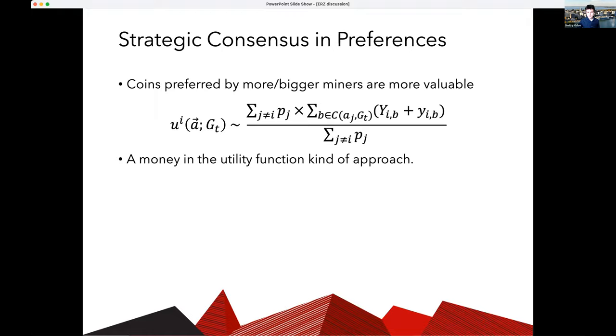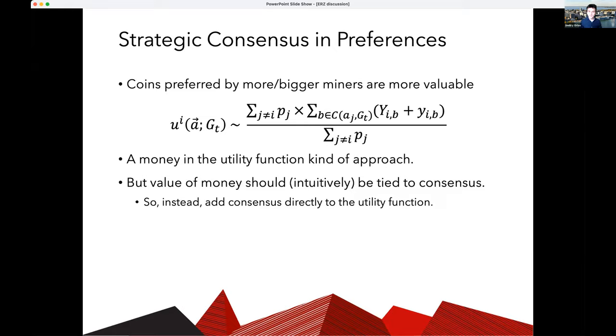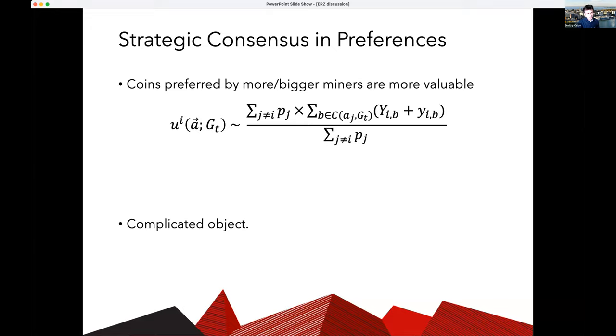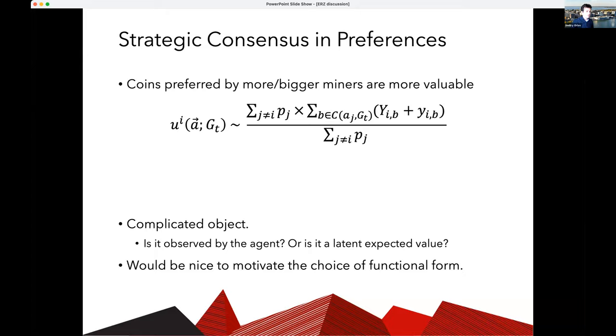This is the Mad Money Conference, so I feel like we need to talk a little bit about money, although it could be any other units of account here. This is a money-in-the-utility-function approach, except it goes a bit beyond that. This is where the paper is breaking new ground, because it's explicitly tying the value of money to consensus and taking a particular functional form on what that consensus should mean, quantifying these incentives. My only comment here is that it looks like a complicated object. It would be nicer to motivate the specific functional form a little bit better. I have a sense of where the authors are going with it, but it would be nice to understand the costs and benefits of choosing this particular specification.